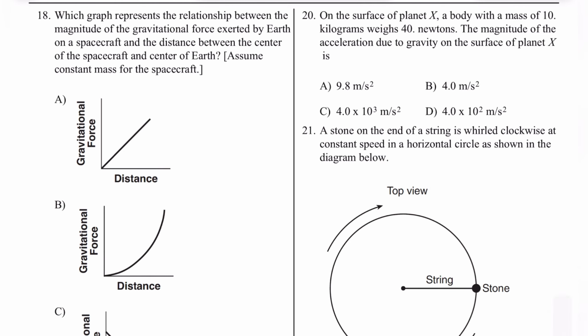20. On the surface of planet X, a body with a mass of 10 kilograms weighs 40 newtons. The magnitude of the acceleration due to gravity on the surface of planet X is what? So we know that to find weight, we use Fg equals mg. And we have mass and weight, so we can just plug that in to find gravity. So 40 newtons, so our Fg is 40. That equals our mass of 10 kilograms, and we need to solve for g. So g is going to equal 4. So our answer is B.